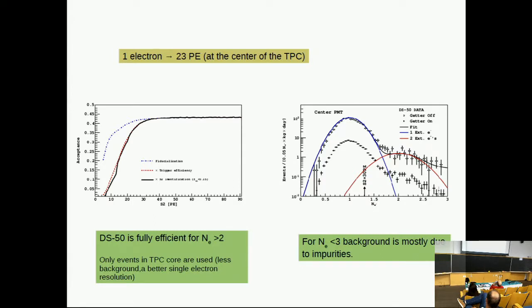Our acceptance as a function of the S2 size, so the number of photoelectrons in the signal, is shown here. Above about 30 photoelectrons, you are fully efficient, no? This number that is not 1, 0.42, is because we don't use the whole TPC. We just use the central part of the TPC, because it has less background and a better single electron resolution, because our S2 depends on XY. But basically, above 30 photoelectrons, we are fully efficient. So 5 to 9 electrons is a signal that we can easily recognize, no?